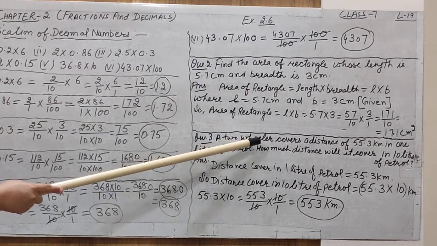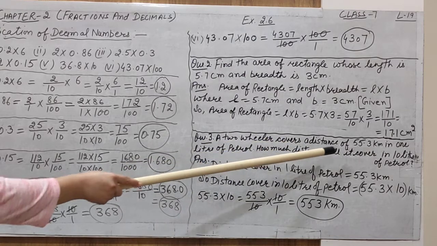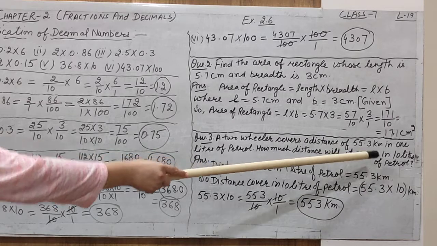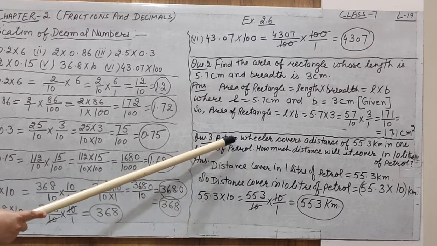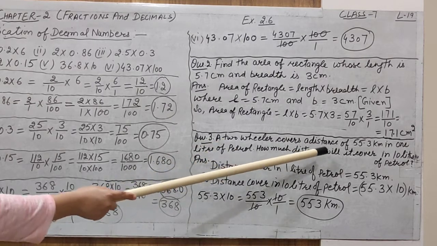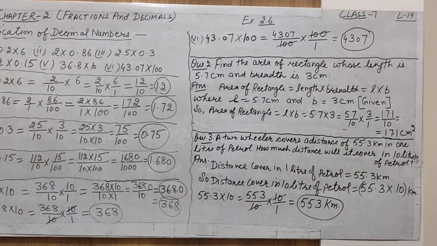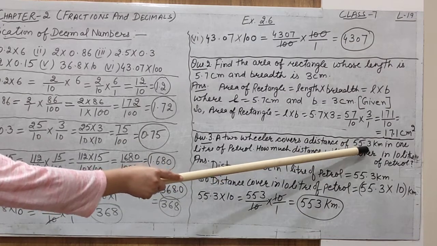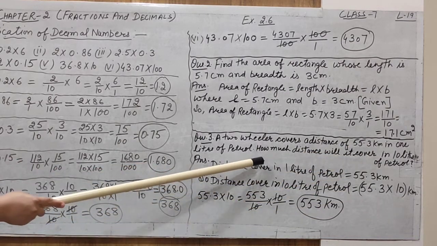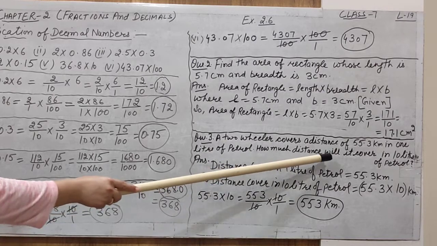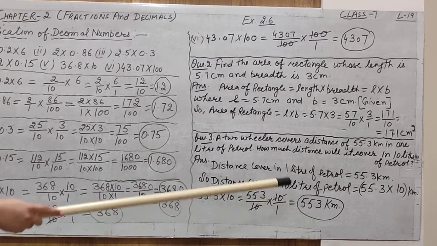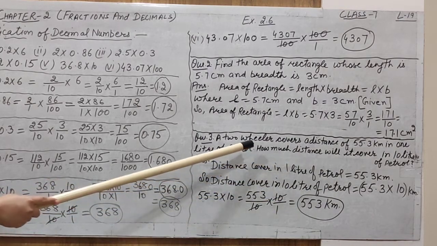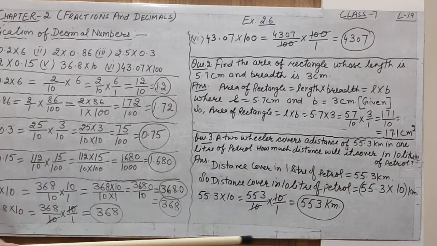A two-wheeler covers a distance of 55.3 kilometer in 1 liter of petrol. What does it mean? A two-wheeler, how much distance does it cover in 1 liter of petrol? 55.3 kilometers. Now the distance is given in the form of decimals. Now the next question is, how much distance will it cover in 10 liter of petrol? Now you have to find out the distance covered by the two-wheeler by using 10 liter of petrol.